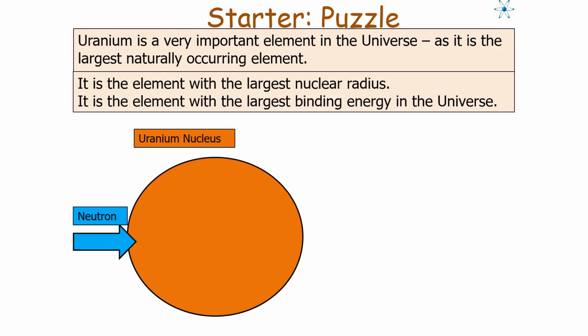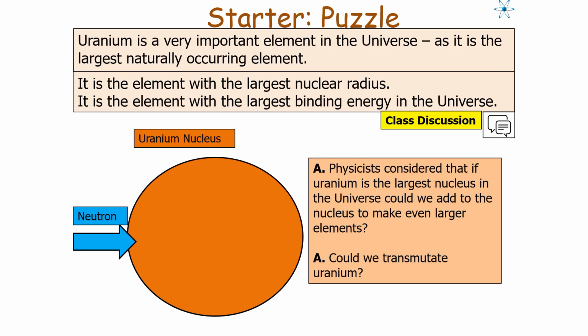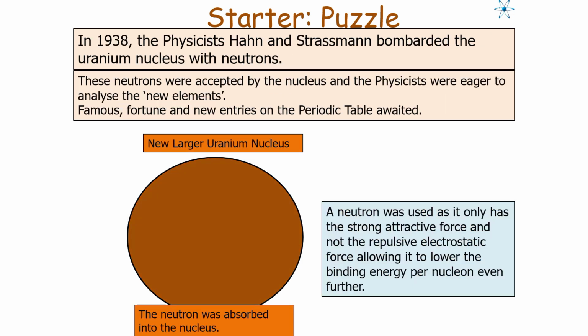Now uranium is a very important element in the universe. It's the largest naturally occurring element, so it's the element with the largest nuclear radius, and it's the element with the largest binding energy in the universe. Physicists considered that if uranium is the largest nucleus in the universe, could we add to this nucleus to make even larger elements? Could we in fact transmutate uranium? Now in 1938, the physicists Hahn and Strassmann bombarded the uranium nucleus with neutrons.